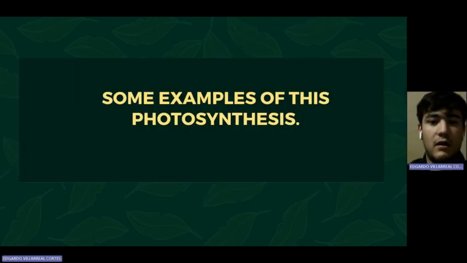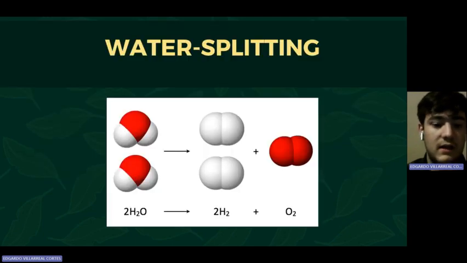Also, there are a lot of examples of this photosynthesis, but we're going to talk about just two examples. The first example is water splitting. Water splitting consists of splitting water into hydrogen and oxygen, and this method helps to get efficient and clean energy. This energy can also be used as a sustainable energy.